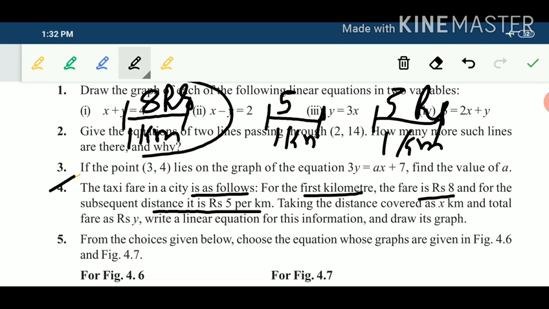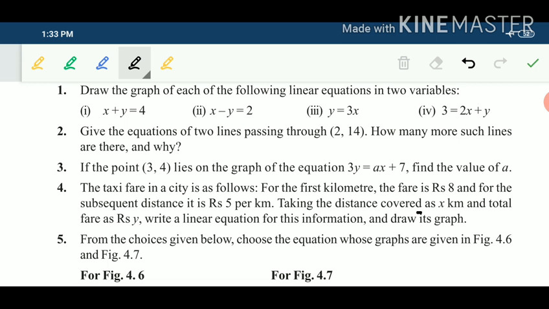So for the first kilometer, the charge is rupees 8. For the next kilometers, there is rupees 5 per kilometer. So only for the first kilometer it is rupees 8. For the remaining kilometers it is rupees 5 per kilometer.